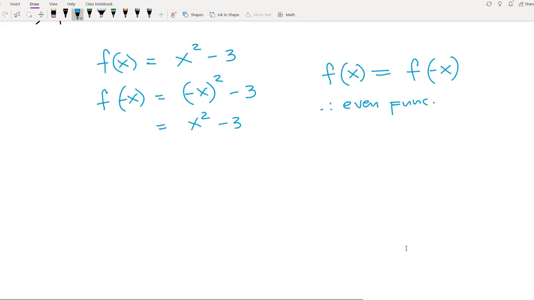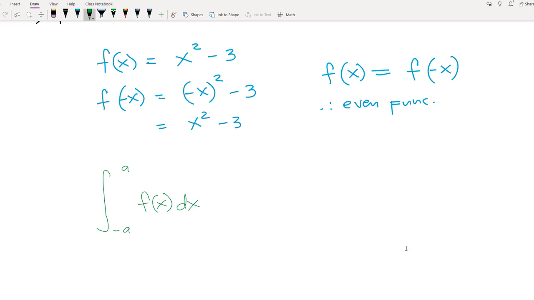And for even functions, we have this property that the integral from negative a to positive a of the function of x dx is equal to 2 times the integral from 0 to a of the same function dx. So that is for even functions.